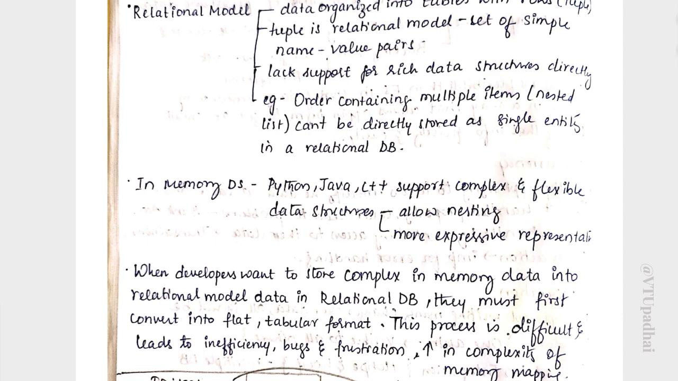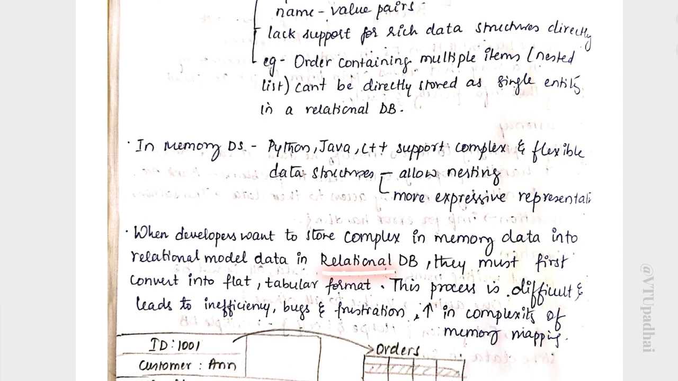So when developers want to store this in-memory data structure or complex in-memory data in the relational database, they will have to first translate it into the flat, tabular structure of the relational database. So this process is difficult, and it could lead to inefficiency, bugs, and frustration.